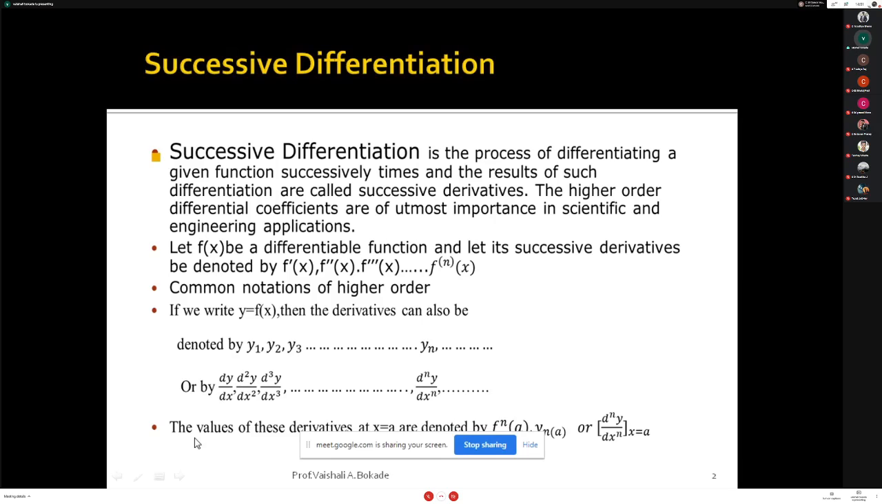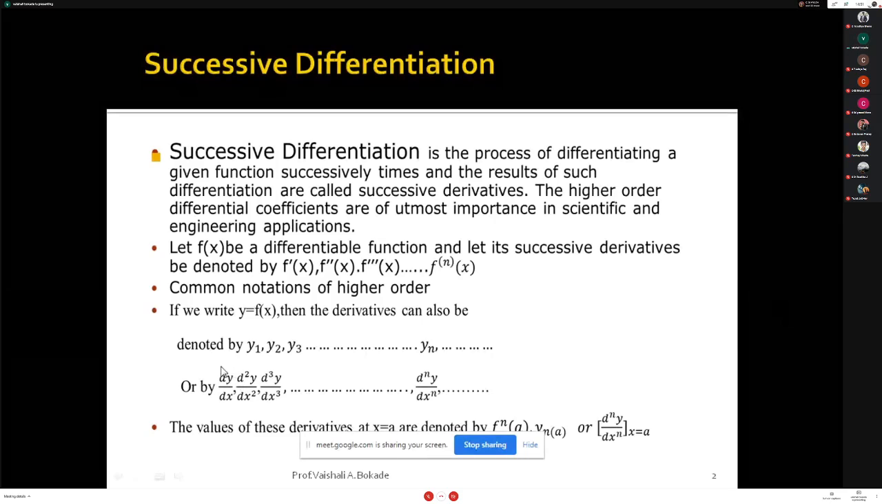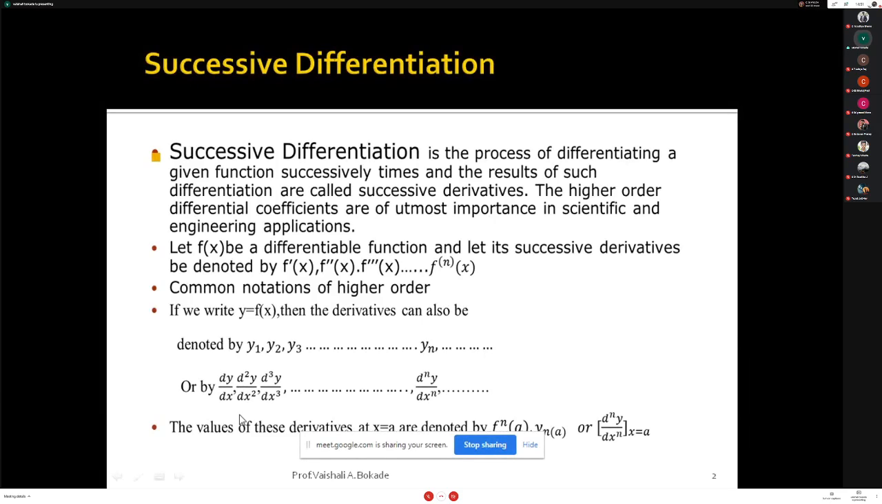So when I differentiate this function, I get dy by dx. I denote it by dy by dx. This is the first order derivative, and I denote it by y1.